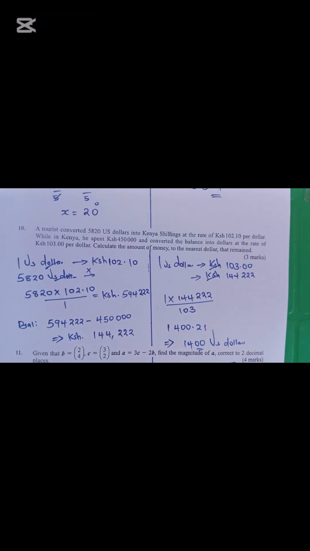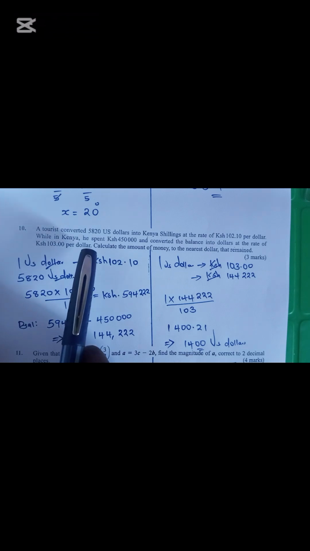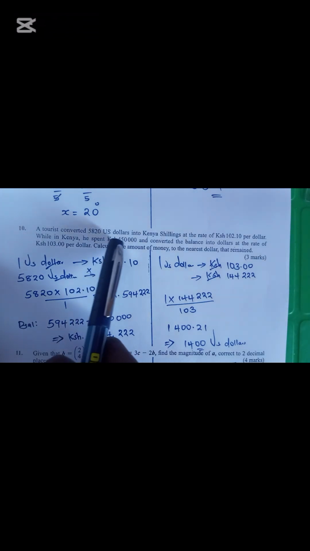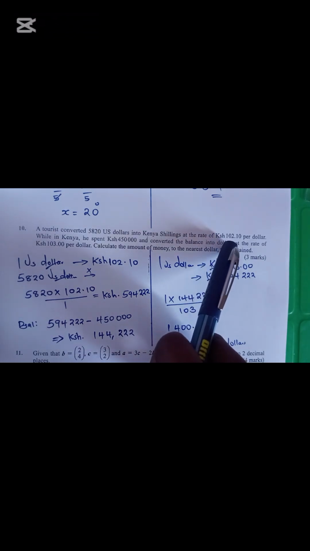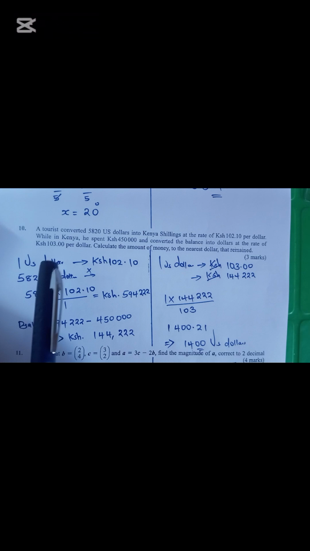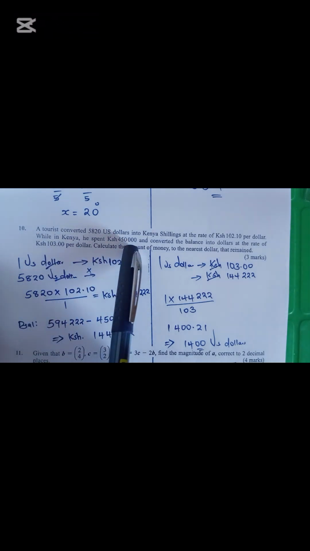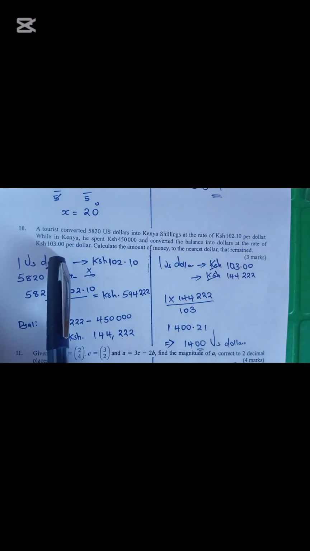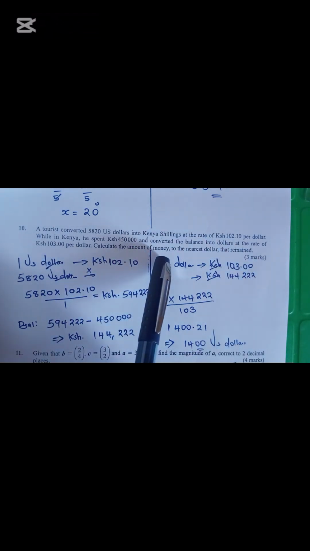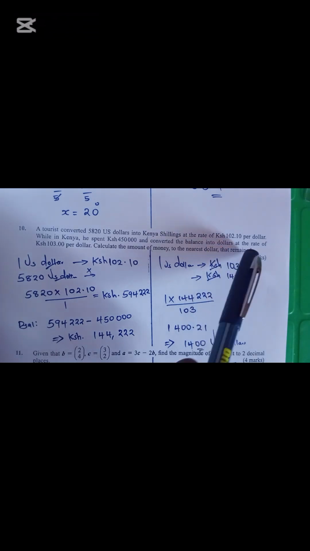This brings us to our next question, which is question number 10. The question reads: a tourist converted 5,820 US dollars into Kenyan shillings at the rate of 102 shillings and 10 cents per dollar. While in Kenya, he spent 450,000 Kenyan shillings and converted the balance into dollars at the rate of 103 shillings per dollar. Calculate the amount of money to the nearest dollar that remained.